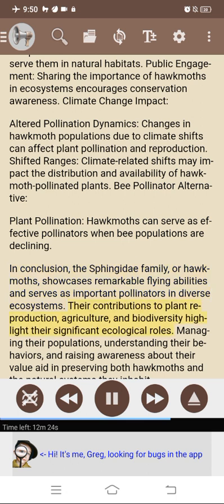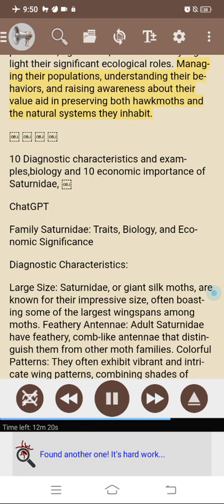Their contributions to plant reproduction, agriculture, and biodiversity highlight their significant ecological roles. Managing their populations, understanding their behaviors, and raising awareness about their value aid in preserving both hawk moths and the natural systems they inhabit.